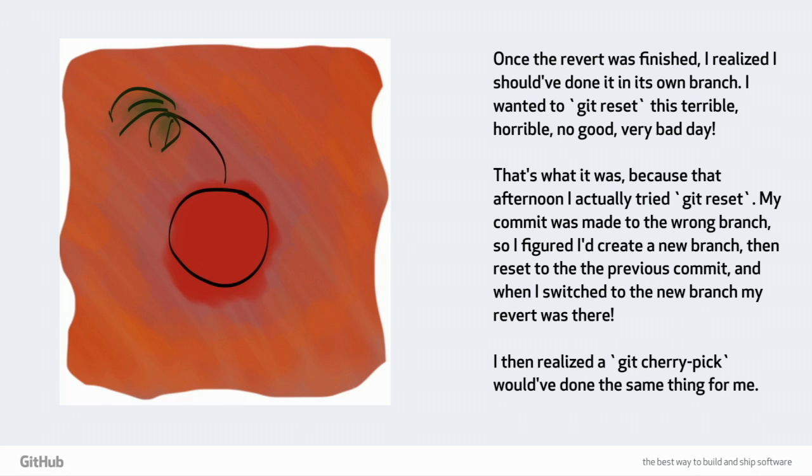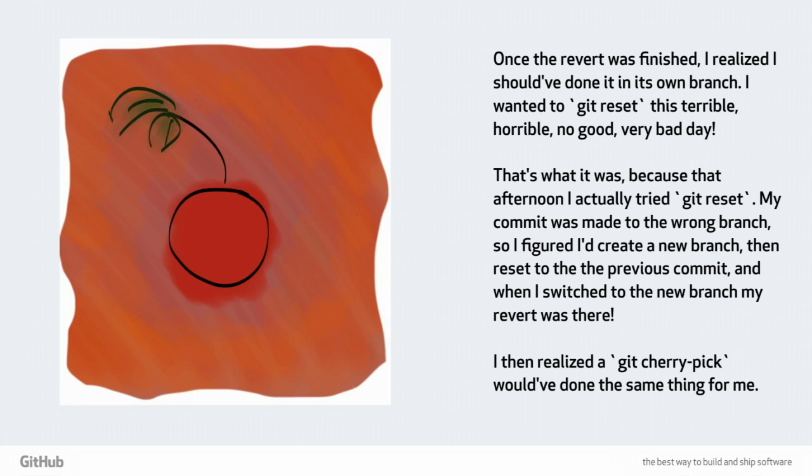Once the revert was finished, I realized I should have done it in its own branch. I wanted to Git reset this terrible, horrible, no good, very bad day. Nobody warned you about all the cheesy Git puns that day. That's what it was, because that afternoon I actually tried Git reset.